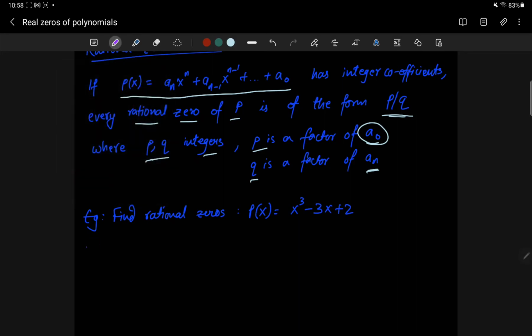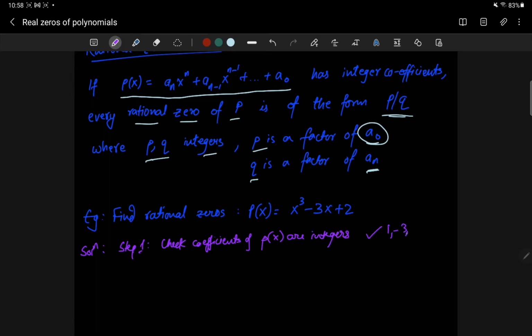So here in this example solution, we want to find the rational zeros of this polynomial. Step 1, we check that the coefficients of p of x are integers.